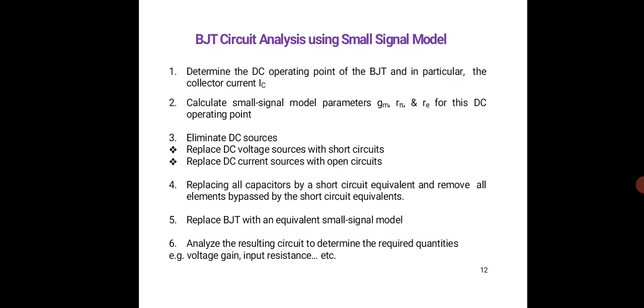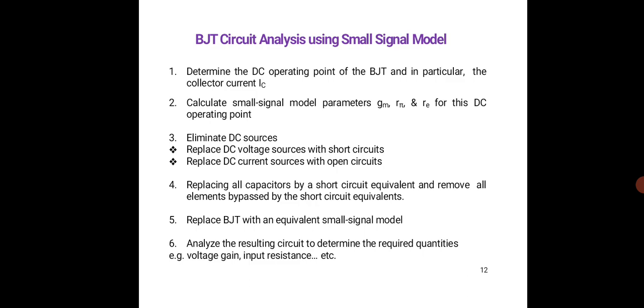Now we eliminate the DC sources. Eliminating the DC sources is nothing but replacing the DC voltage sources with a short circuit and DC current sources with an open circuit. Then replace all the capacitors by a short circuit equivalent and remove all the elements bypassed by the short circuit. That will be the fourth step, and the fifth step is to replace the BJT with a small signal model. Now you analyze the resulting circuit to determine the required quantities, either voltage gain or input resistance, whatever it is.